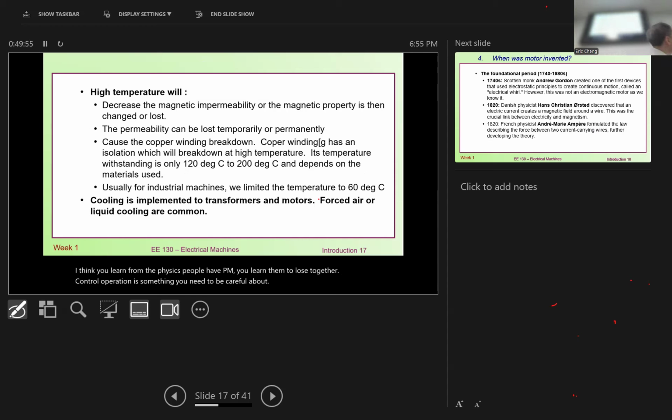So that's the bullet point for the high temperature operation. That means the magnetization could be lost, permanently or maybe even temporarily. We don't like that. The copper wire may also break down. Why is that? Because the coating is temperature sensitive. At high temperature, the coating may melt or break down.